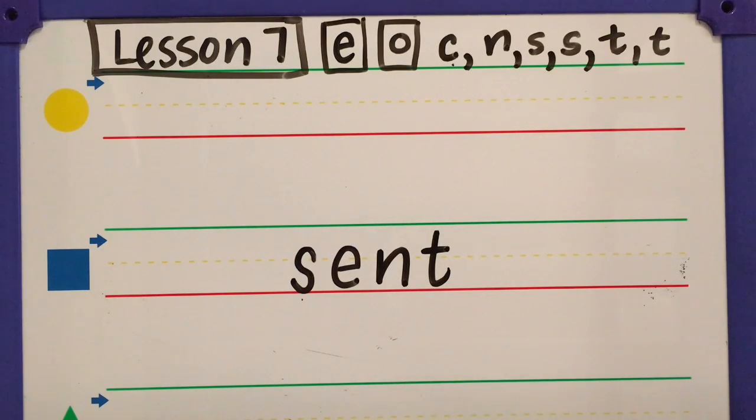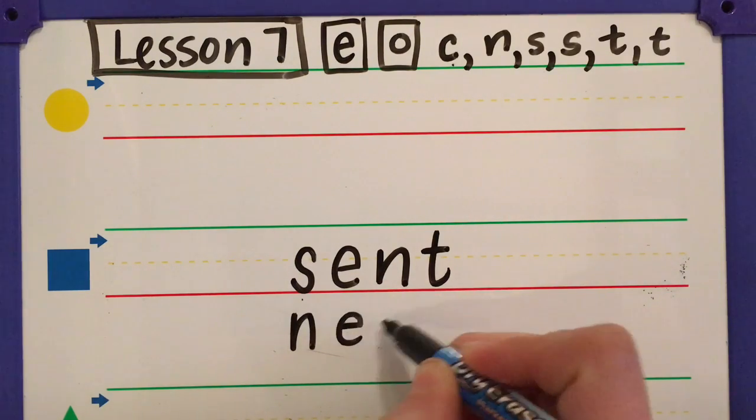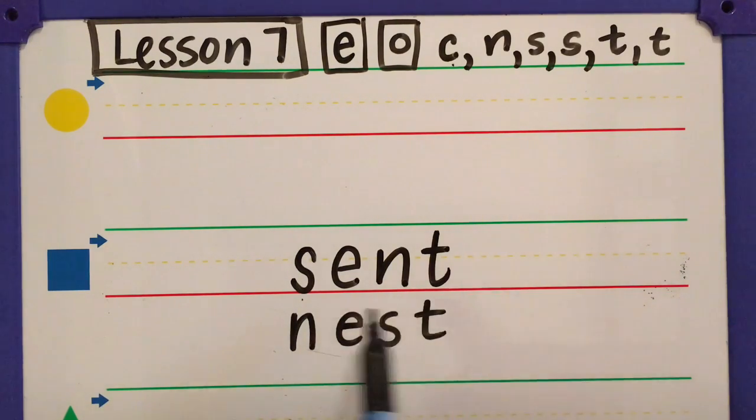Our next word uses the same 4 letters in the word scent, but rearranged to make the word nest. Go ahead and segment nest. N-E-S-T, nest.